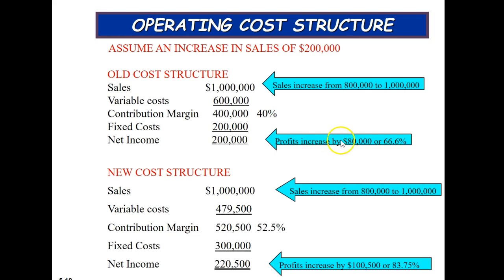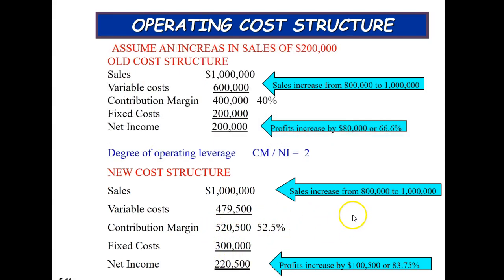So when you look at it, when sales went up 200,000, profits increased by 80,000, or 66.6%. With the new cost structure, though, with the same increase in the level of activity, that is, sales go from 800 to 1 million, profits go up 83.75%. That is, it was 120, well, now it's 220. So you can see a major increase in profits because of more fixed cost in the cost structure.